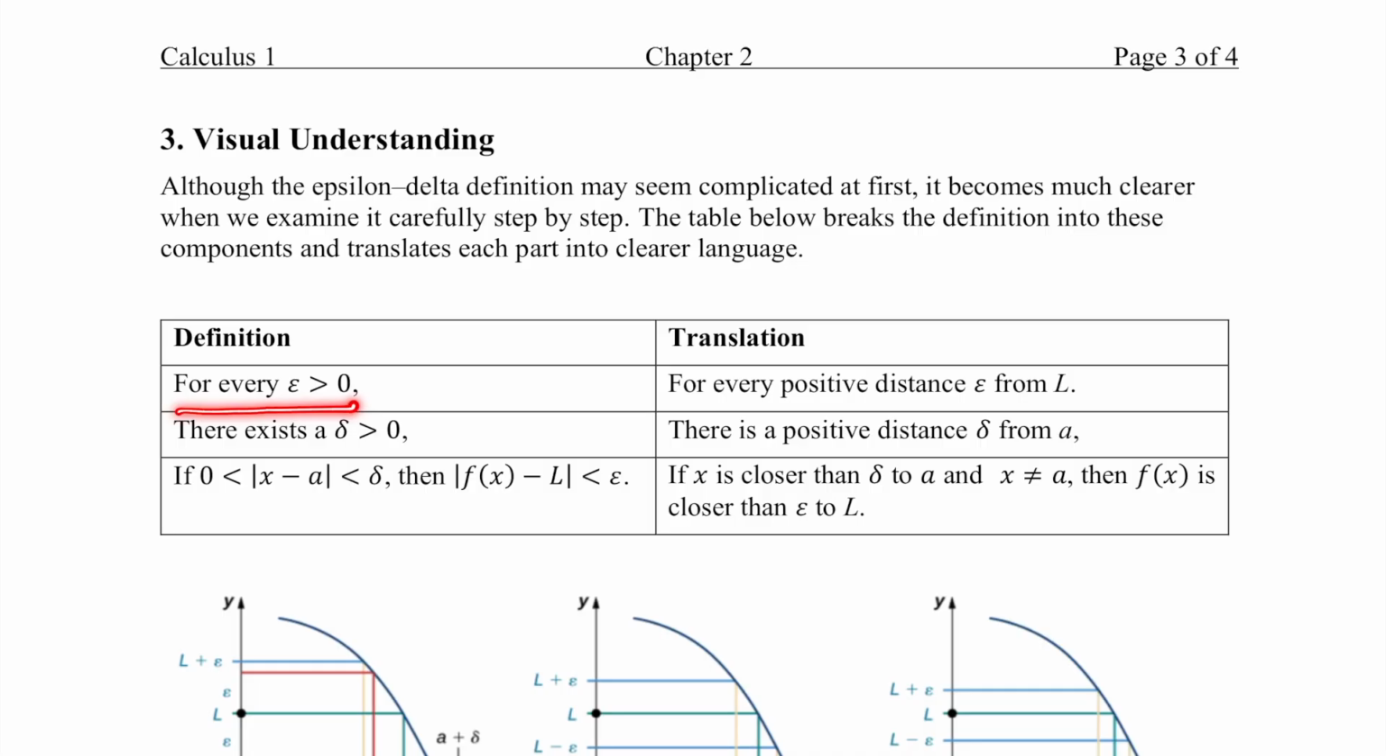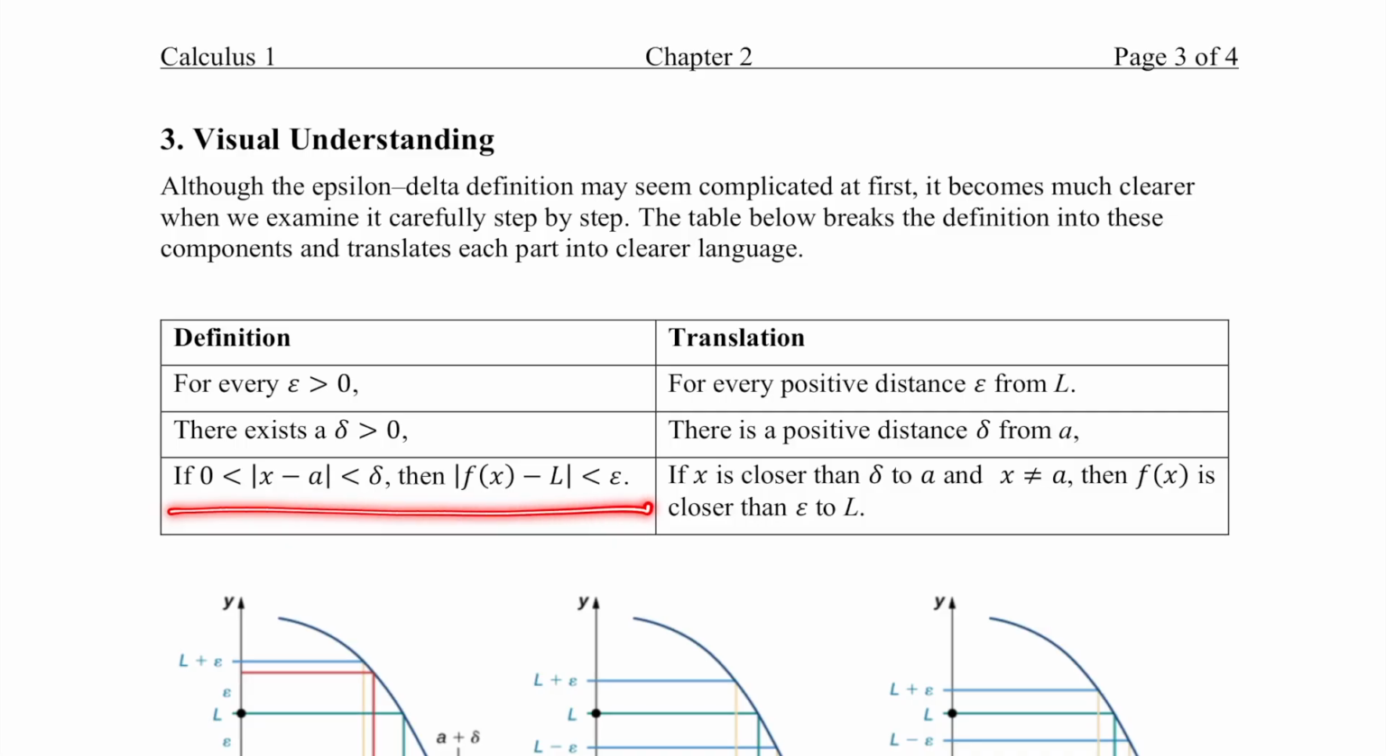For every epsilon greater than 0 means for every positive distance epsilon from L, no matter how small epsilon is, epsilon measures the vertical closeness. There exists a delta greater than 0 means there is a positive distance delta from A. Delta measures horizontal closeness.